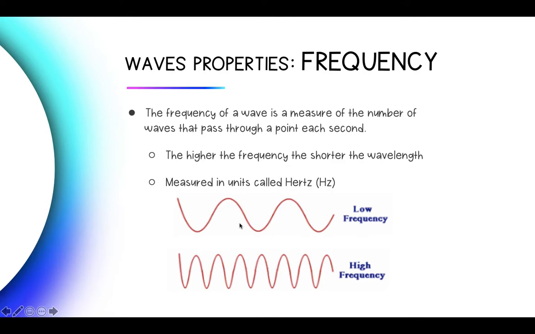All right, so if you look here and remember wavelength, we're measuring from crest to crest. You have more space here than you do in the high frequency. So with a higher frequency, you have a really short wavelength from crest to crest. But if you have a lower frequency, you have a longer wavelength from crest to crest. And we measure frequency in units called hertz.